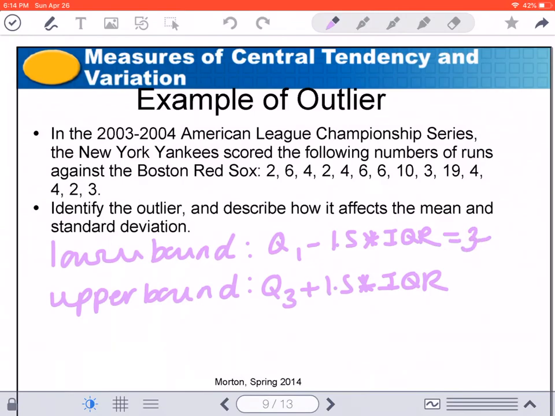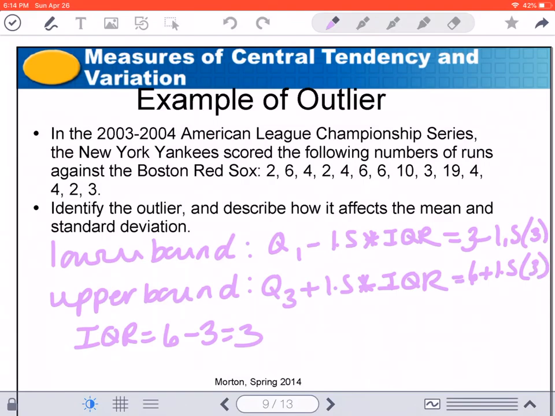So 3 minus 1.5 times my IQR. Well, I don't know what my IQR is yet. I know that my Q3 value is 6. So I'm going to go ahead and fill this in here. Plus 1.5 times. Remember, your IQR is equal to Q3 minus Q1. So 6 minus 3, which gives us 3. So in both of these parentheses, I can put in the number 3. And I'm going to go ahead and evaluate.